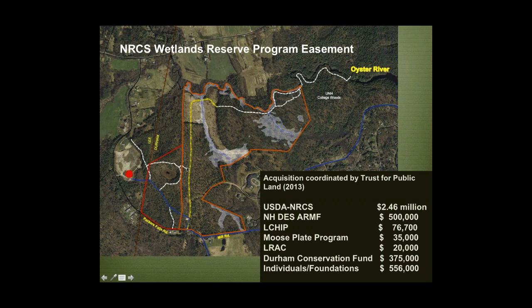And just to point out some of the key features then of the property, this is Packers Falls Road. This is the entrance. This is a woods road that was in existence that goes out to the old fields, which again I'll be focusing on. This is the Oyster River. There's some trails that extend over to the University of New Hampshire.